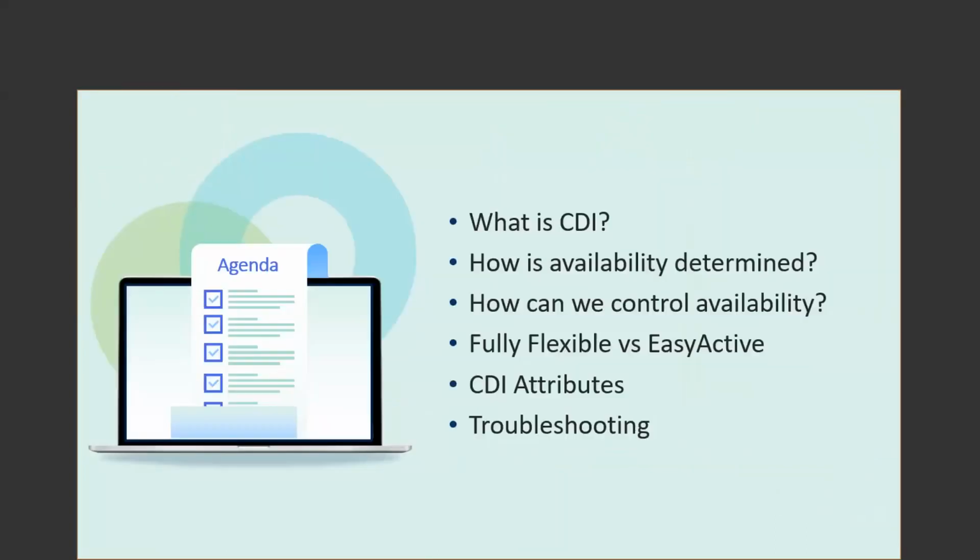So today we're going to talk about what CDI is, how it works with ALMA. We'll also take a look at how availability is determined. So how we get those available online flags in discovery, whether we have PrimoV or a Summon discovery instance with our ALMA. We'll also take a look a little bit at how you can affect and control some pieces of availability. And what some of the settings are in the CDI options that you have. We'll go through that. We'll also take a look at the fully flexible and the easy active models of working with CDI.